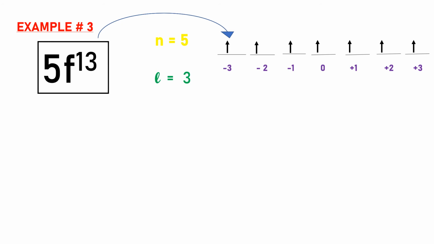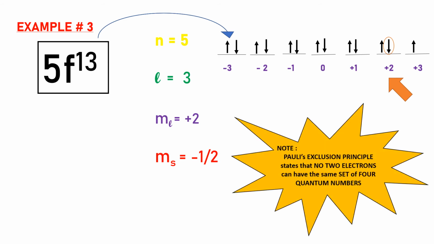Then, since you completed all the orbitals, you can now go back to the first orbital, and then you can have the arrow moving downward. So 8, 9, 10, 11, 12, 13. You stop at +2. So therefore, your ML is +2. And what will be the value of the spin there? MS. So we have here -1/2 since the last arrow is moving downward.